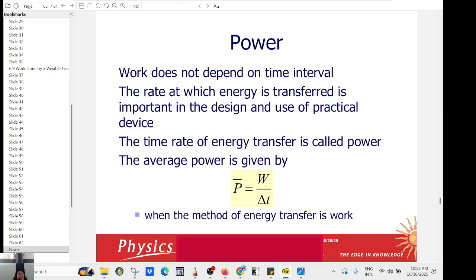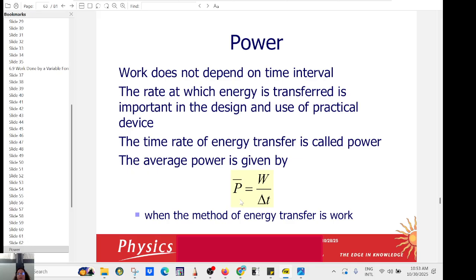Okay, so now let's define power. So power involves time. Work does not involve time. So if two students have the same mass, one is taking the elevator, the other one is taking the stairs, and they get to the same height, the work done against gravity will be the same, but the time is not the same. So power is the rate at which energy is consumed or energy is produced.